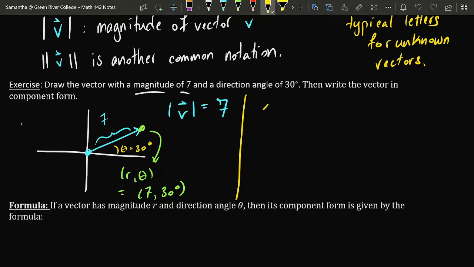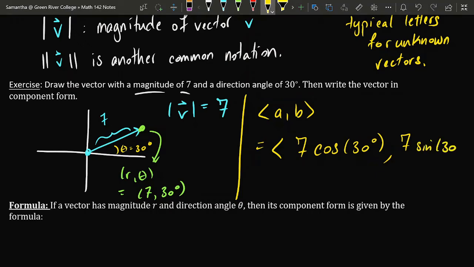So to find the horizontal component, we can take the magnitude of 7 and take cosine of the angle 30. To find the vertical component, the y component, we can take 7 and multiply it by sine of the angle 30. So cosine of 30 degrees is root 3 over 2. Sine of 30 degrees is 1/2. This would be the horizontal and vertical components of the vector drawn here in blue.